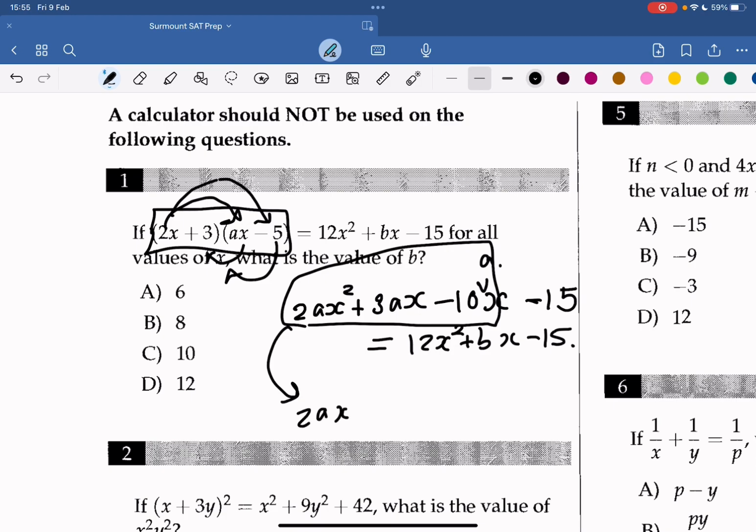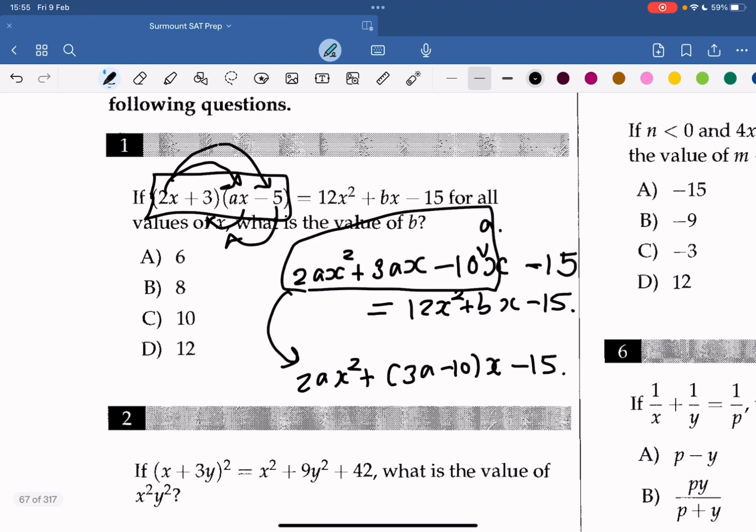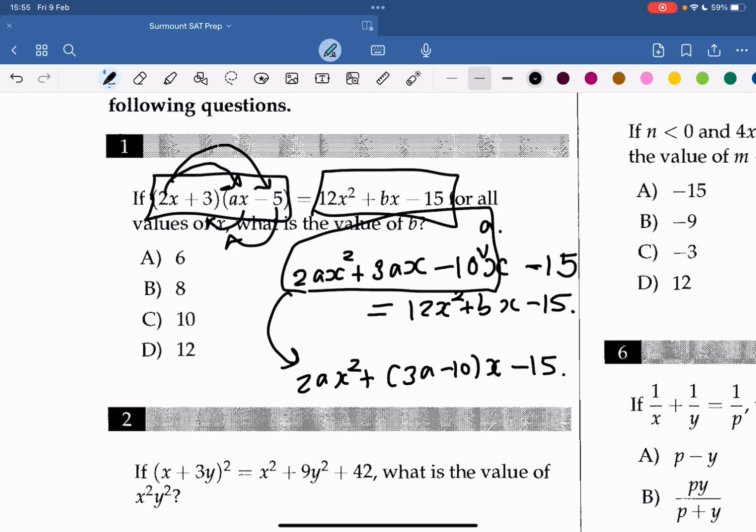So 2ax squared, what's the common variable between 3ax and negative 10x? We can separate it by x. So we can rewrite this as (3a minus 10)x minus 15, and this correlates to the equation that we've got from here, which is 12x squared plus bx minus 15. And if you compare both sides, 2a will be equal to 12, and b will be equal to 3a minus 10.